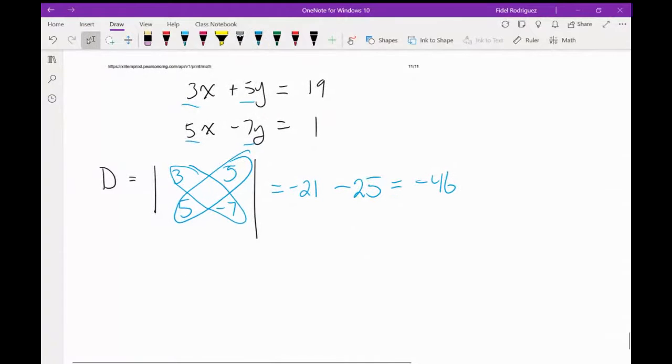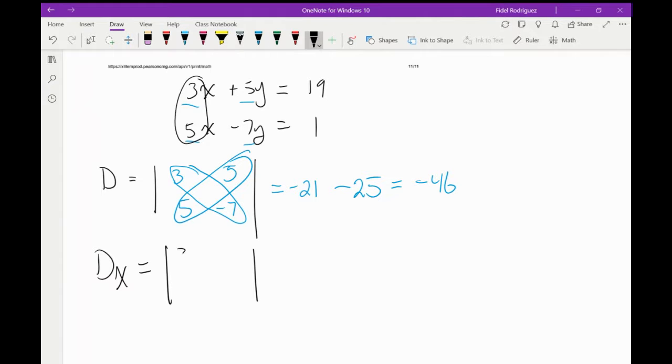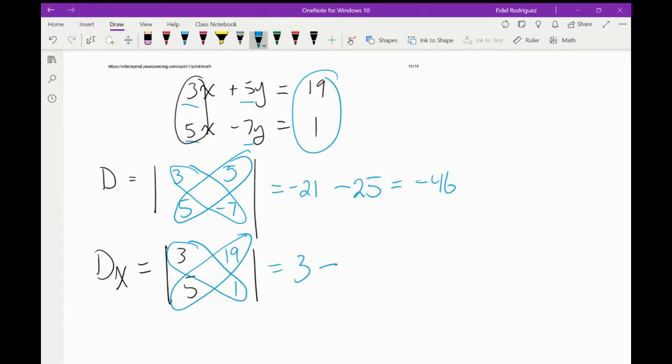And then the dx number for yours, we're going to leave these numbers. This will still be 3 and 5, but now we're going to replace the y numbers, so the second column will be 19 and 1. And so again, I'm going to go along the diagonal. So 3 times 1 is 3, minus 5 times 19, which is 95. And that's going to give me a negative 92.